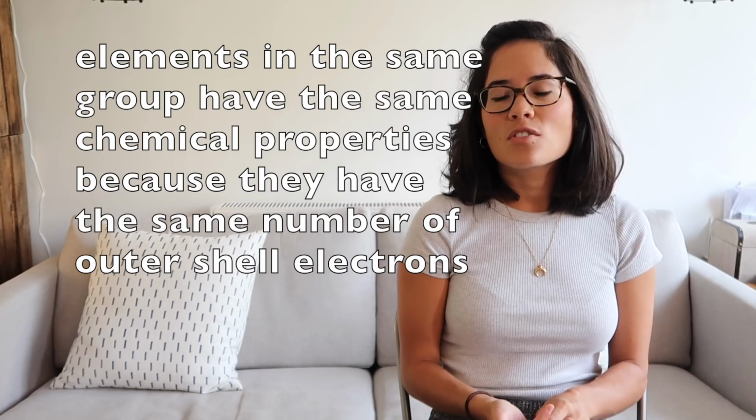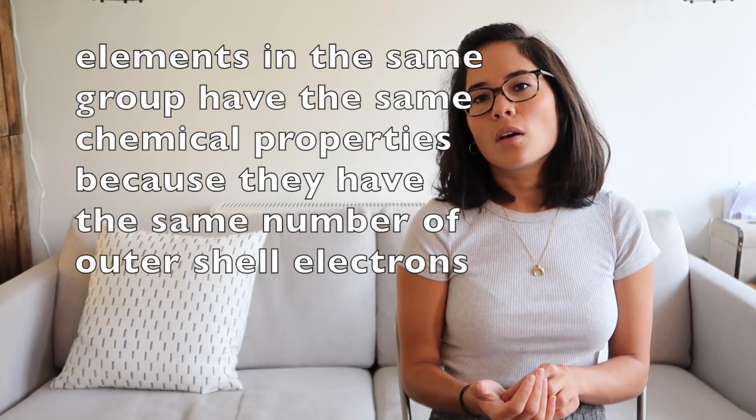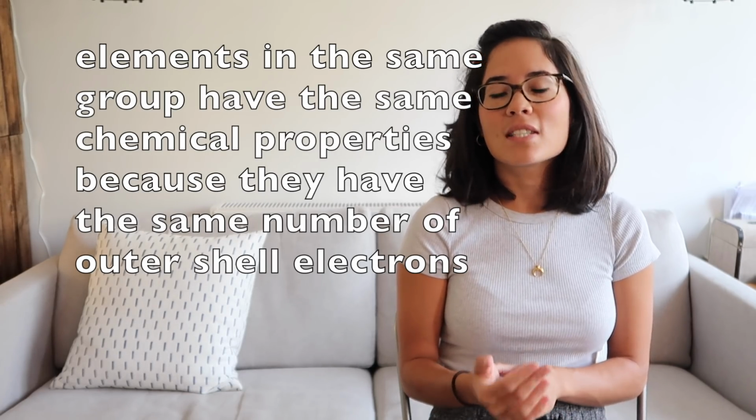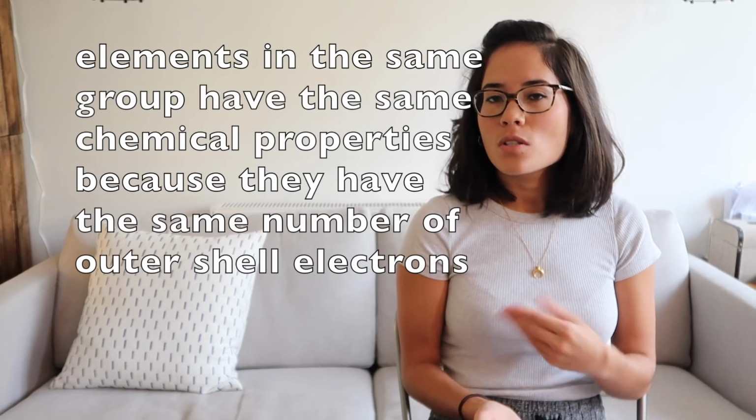Why do elements in the same group tend to have the same chemical properties? That's due to the number of electrons in the outer shell. So the answer here is because they have the same number of electrons in their outer shell. So why do fluorine and chlorine behave similarly? Because they're both in group 7 and therefore they both have 7 electrons in their outer shell.